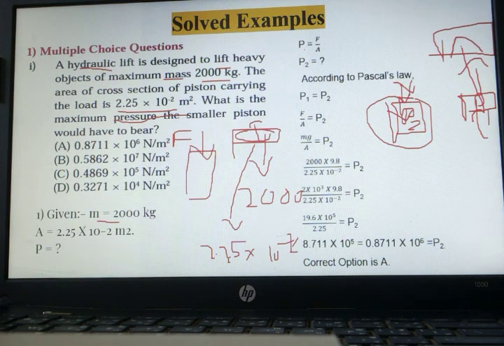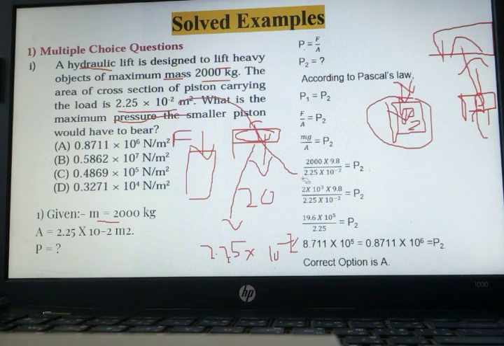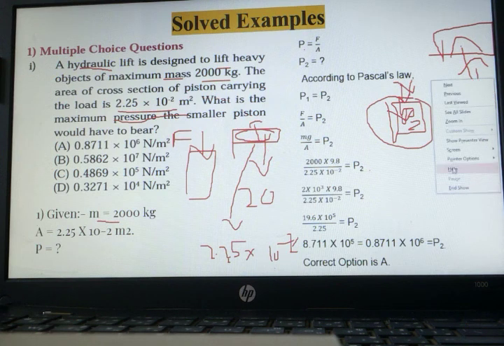Okay, so P1 is equal to P2, but P1 can be written as F upon A, force upon area. Force is what? Weight, and weight can be written as M into G. What is M? 2000 it has been given. G's value we can take as 9.8. Area of this cross section has been given as 2.25 into 10 raised to minus 2. We can substitute all these values.